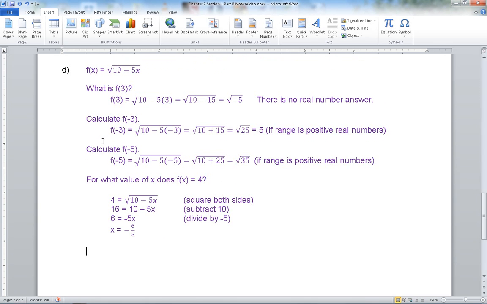Hopefully this gives you an example of how to solve both when you're given f of x values or an x value and asked to locate the other numeric answer.